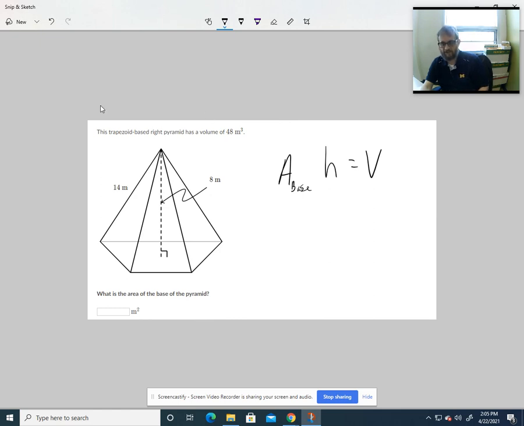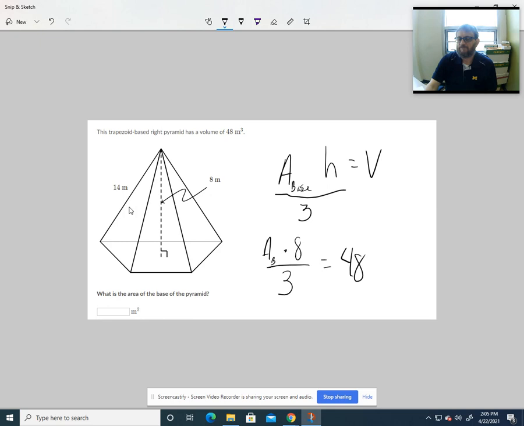But remember, this is a pyramid, much like a cone. So what did we do with that? We divided it by 3. So we took the area of the base, we times it by 8, we divided by 3, and got 48. That's what happened. Took the area of the base times the height. That would be if I drew this in and you thought about it as being just a trapezoidal prism. Then because it's a pyramid, we divided by 3.